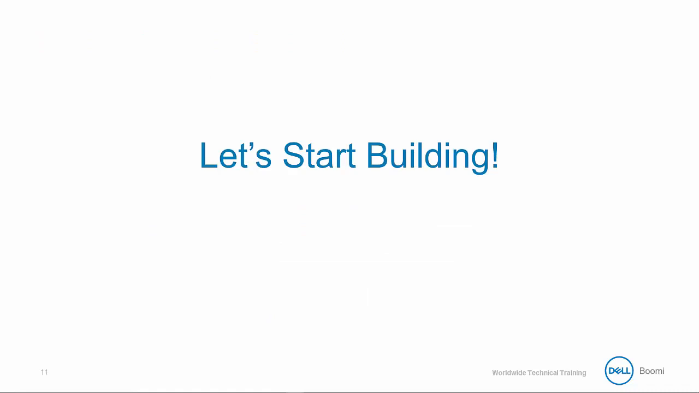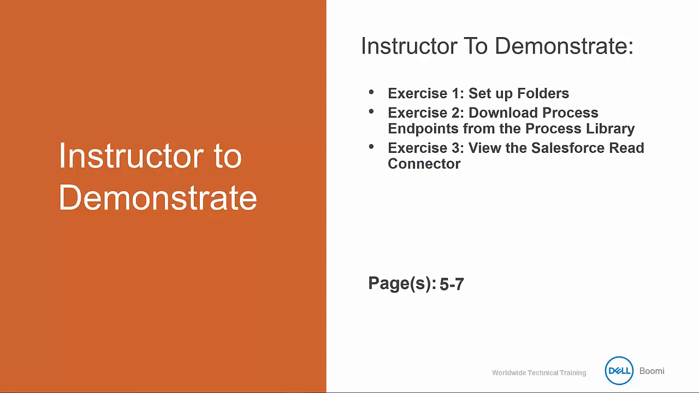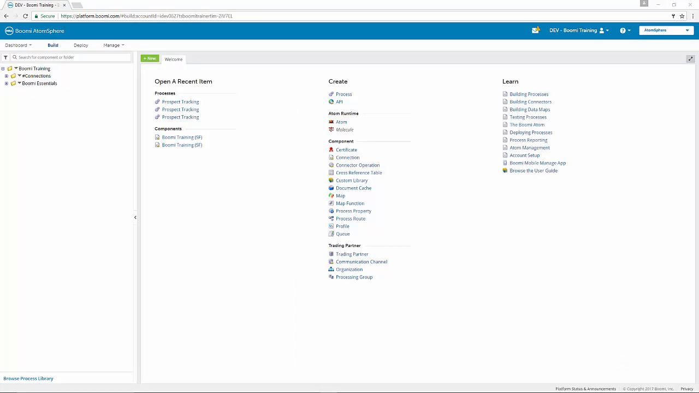So let's get started building our process. I'll demonstrate the initial steps in creating a new integration, and then you'll complete the activity on your own. We're going to complete three exercises. The first is going to be setting up our folders. The second is downloading process endpoints from the process library. And the third will be viewing the Salesforce read connector. So I'm logged into my Atomsphere instance, my platform training account.